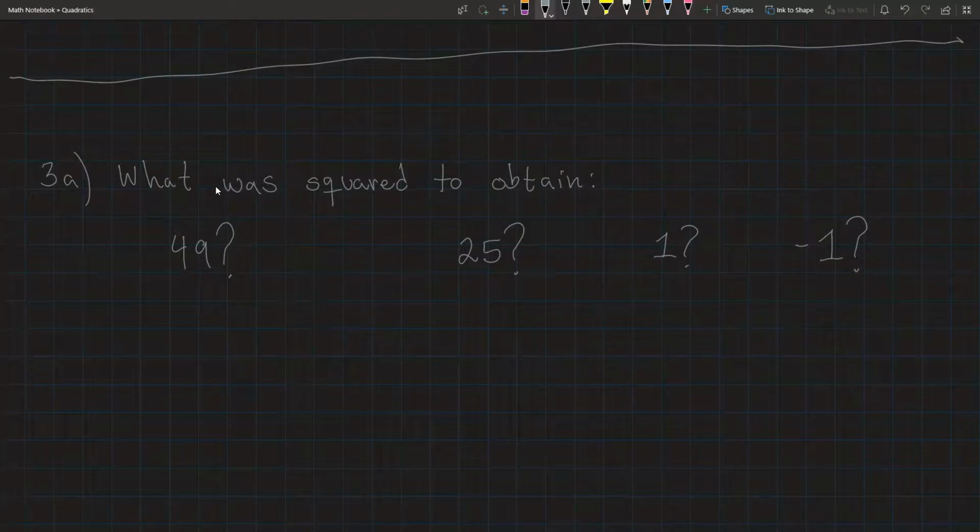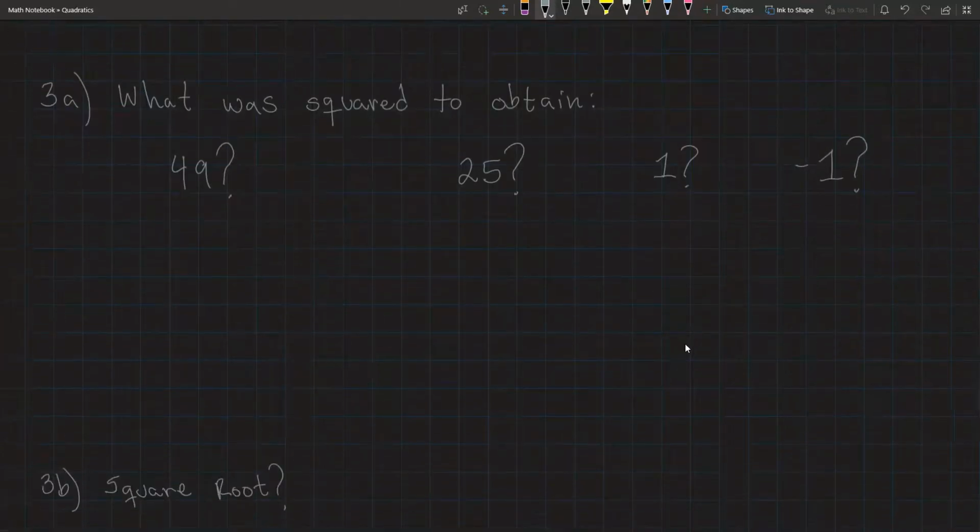What I want you to think about is what was squared to obtain these four numbers. What was squared to obtain a 49? Meaning, what quantity or what number was squared to get a 25, what was squared to get a 1, and what was squared to get a -1? Let's think about those. Give you about 10 seconds or so, maybe less. I don't think you need it, but let's check now.